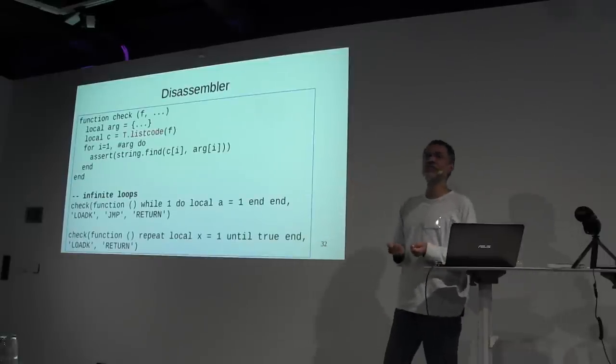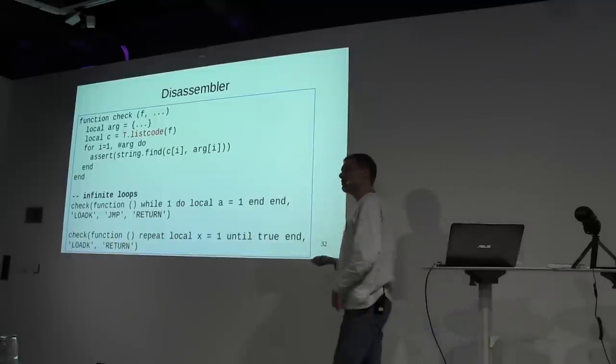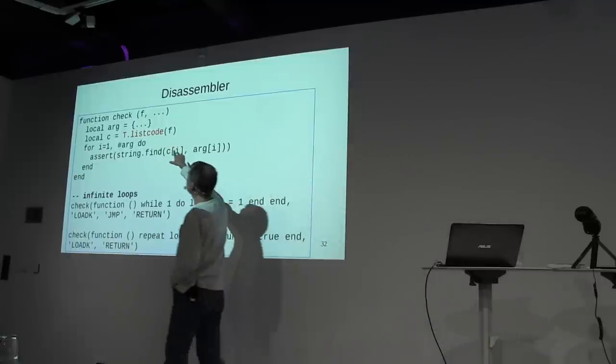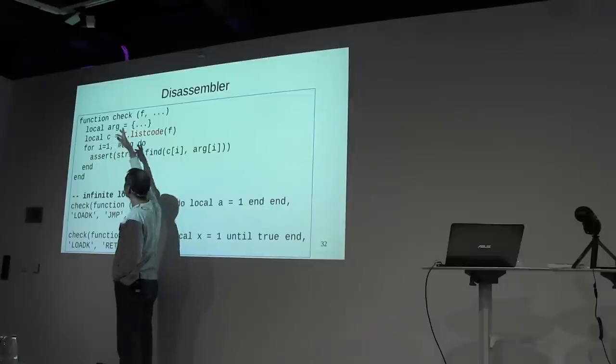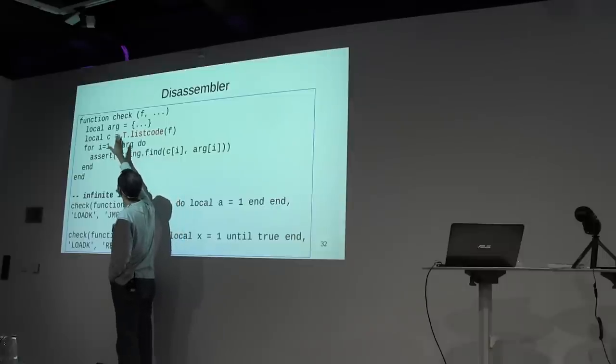First, we have a kind of disassembler that you can just give a function. We have this function here. The T is the name of this internal library. I don't know why it's called T. I think from tests, probably.